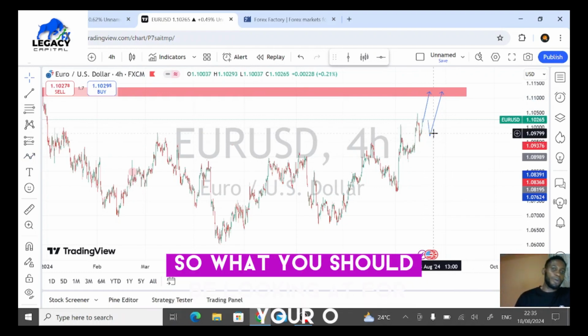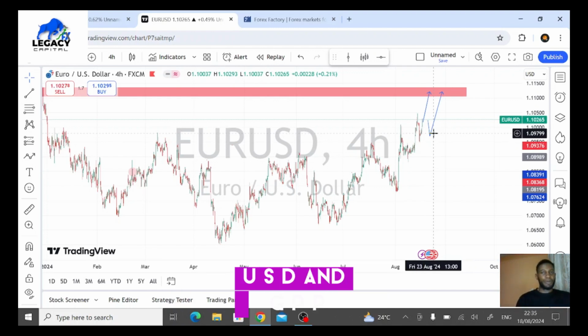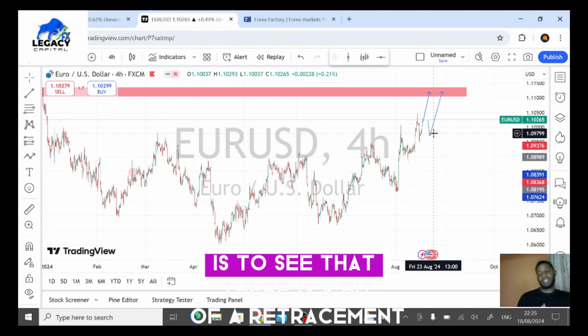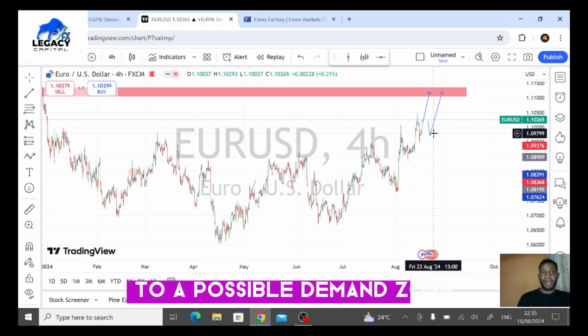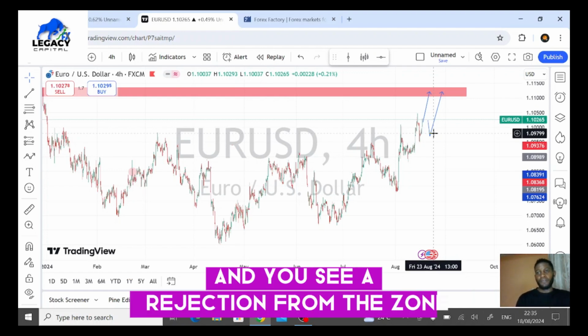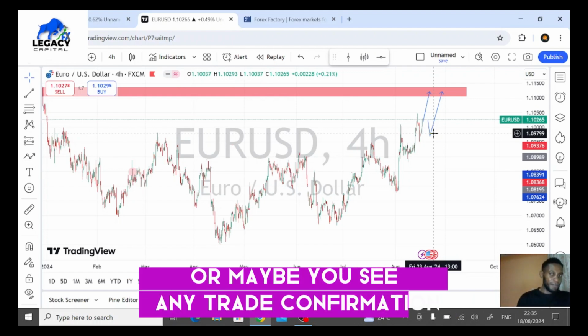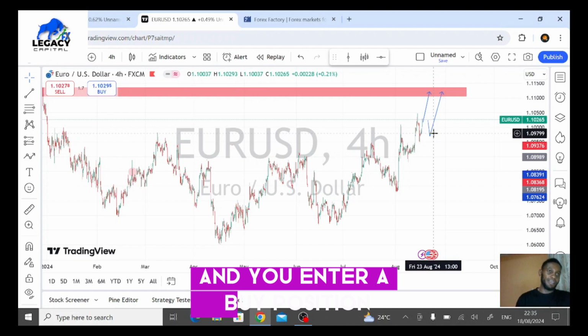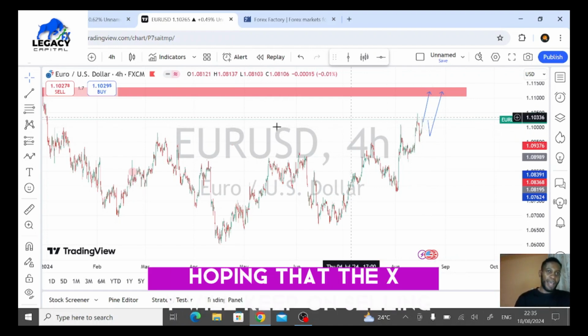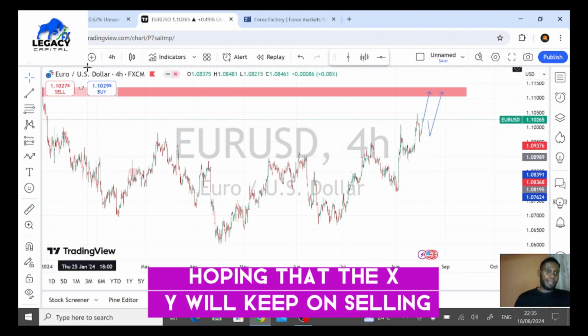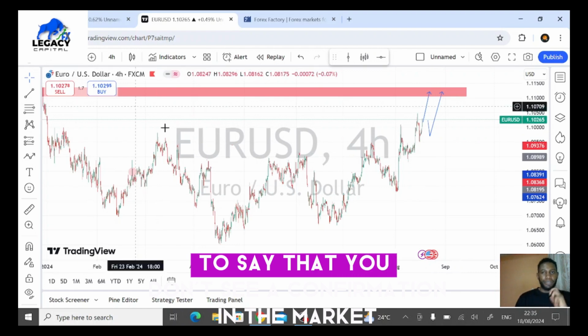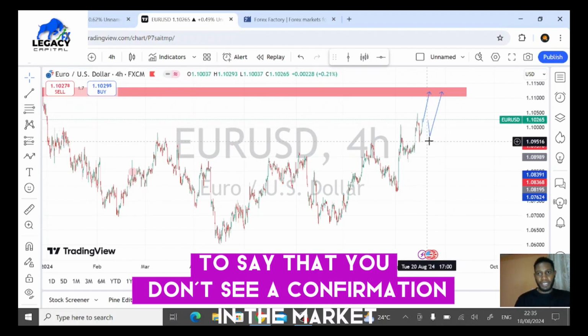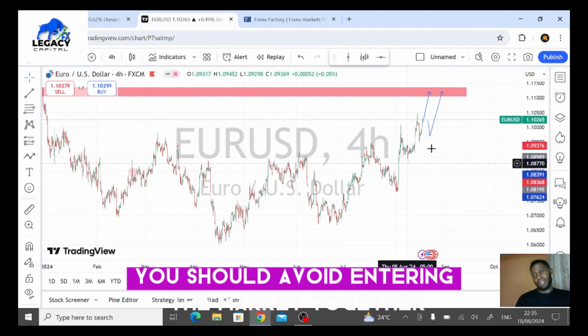So what you should be looking at for EURUSD and GBPUSD is to see that there is a bit of a retracement to a possible demand zone, and you see a rejection from the zone, or maybe you see any trade confirmation and you enter a buy position, hoping that DXY will keep on selling. If you don't see a confirmation in the market, you should avoid entering the market.